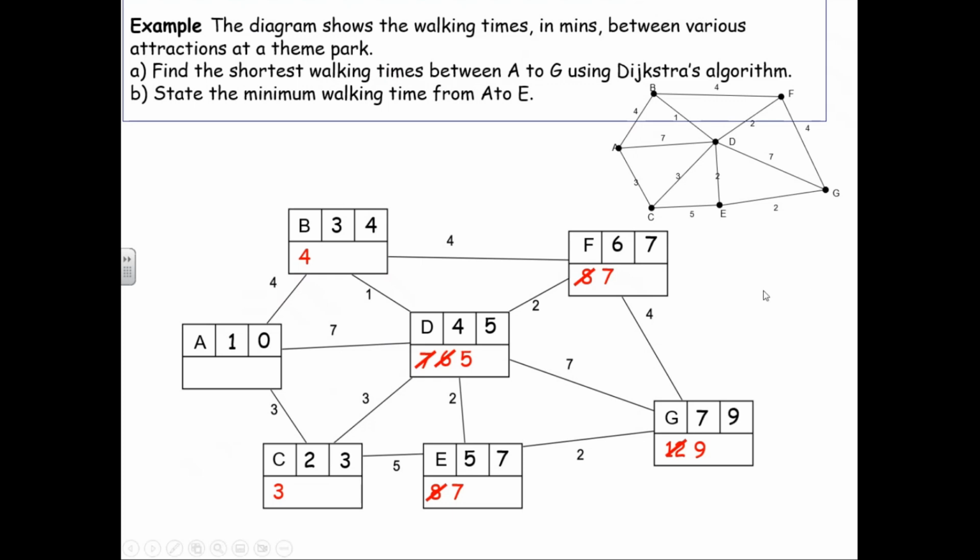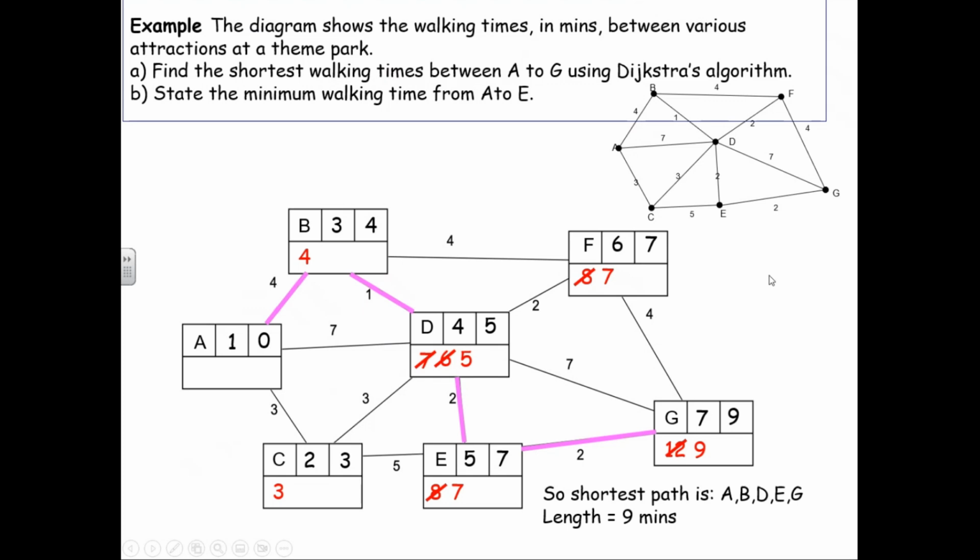That gets labeled up as the 7th. You've got a 9 there. So the shortest walking time from A to G is 9. It doesn't specifically say, but you should find the path as well. So you'll go from G to E, matches up with that 9 minus 7 gives you 2. You've got E to D then with the 5, and then you go in by B. So it should be A, B, D, E, G.